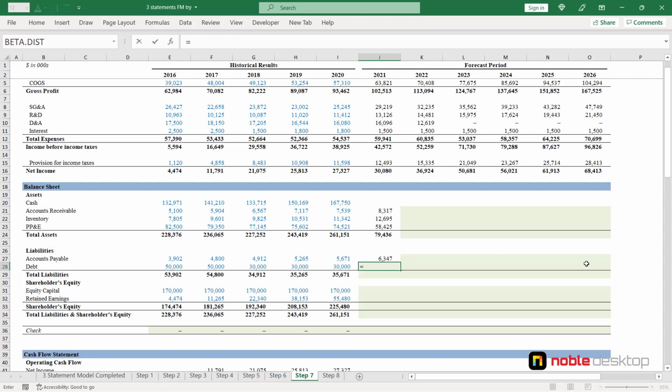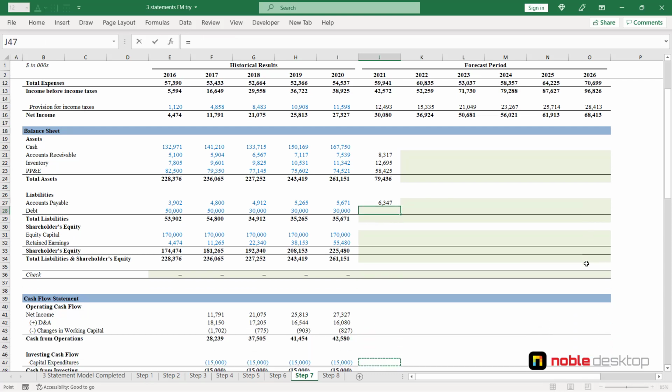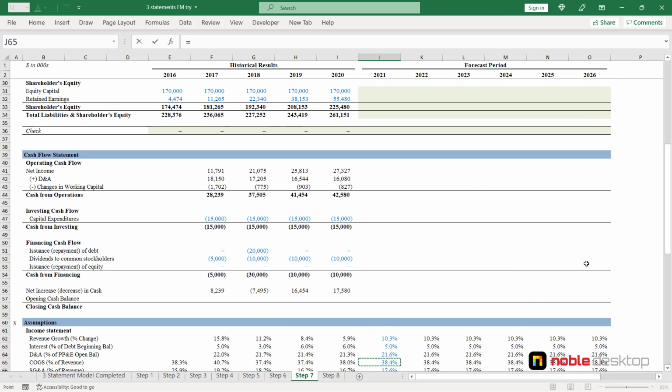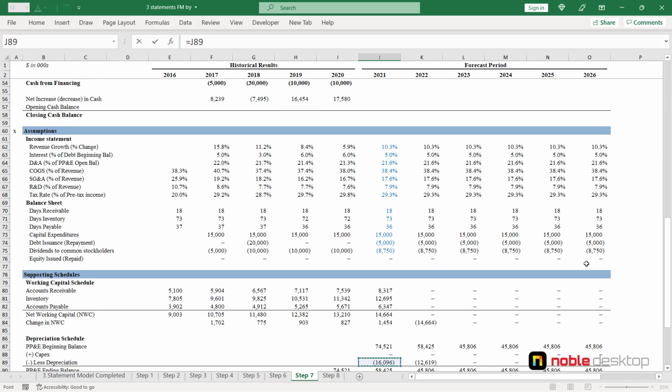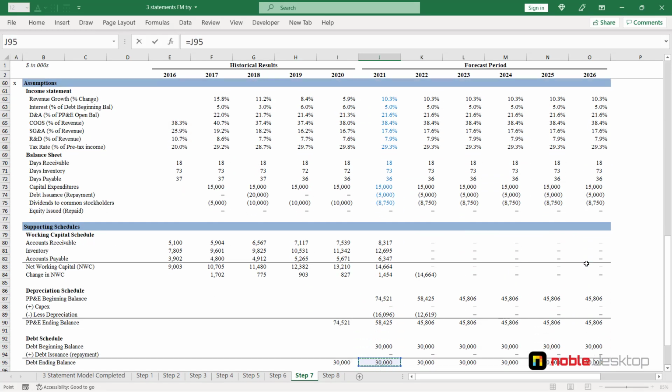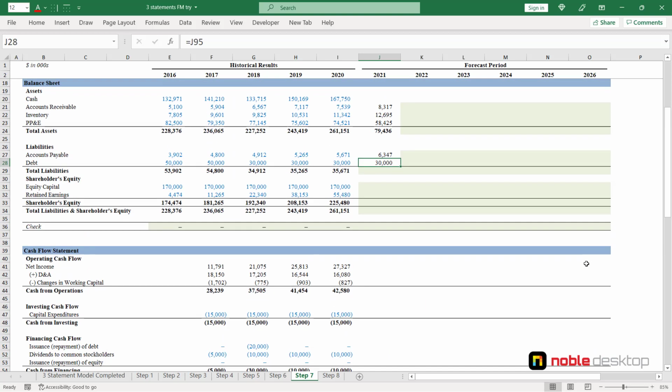My debt, I will find again all the way down below in the debt schedule, in the supporting schedules I've built before. I will find it in row 95. Perfect. And for total liabilities, I will take the formula from the previous year.